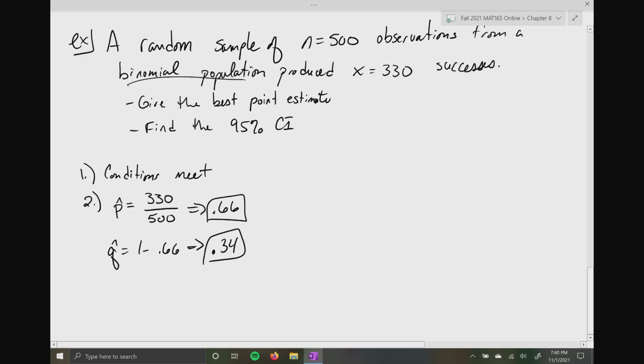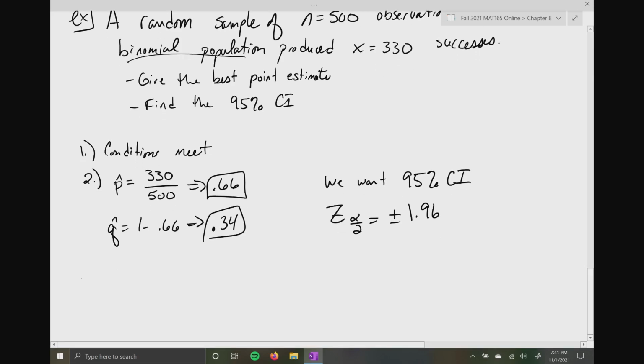Okay, let's also find the critical values. So we want a 95% confidence interval. So our z alpha over 2 will equal plus or minus 1.96. Just go to the table and find which one you need. Okay? Step 3. We got a lot of information. We can find our margin of error now. All right? So the margin of error is going to be plus or minus 1.96 times the square root of p hat, 0.66, times q hat, 0.34, all divided by n, which is equal to 500.